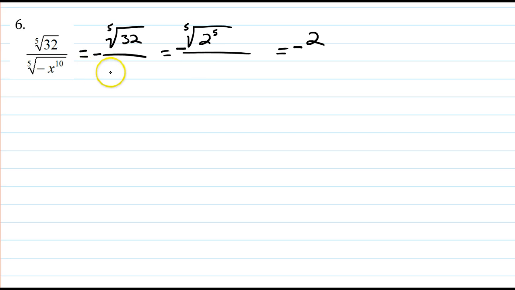And now we really just have that x to the 10th and the fifth root of it, and so we write it as a rational exponent now, and so that becomes x squared. So our answer is negative 2 over x squared.